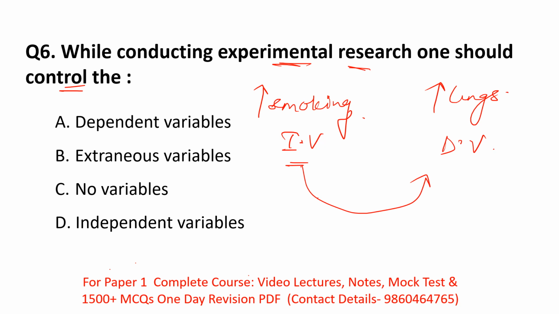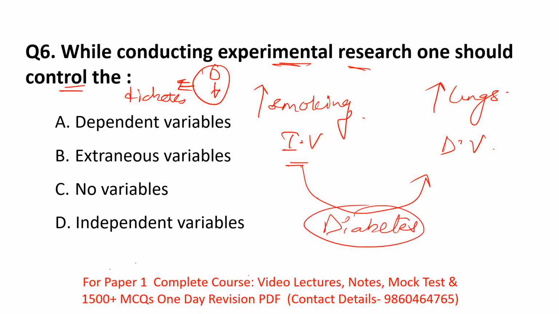In this case, some extraneous variable comes in. Suppose there is one person who also has a different disease like diabetes. If he or she is smoking daily, then diabetes also plays a role, there is some effect from that disease. So in experimental research, the researcher should always control the extraneous variable, because the researcher wants to see the smoking effect on the lungs, not on the diabetes. Remember, researchers must always control the extraneous variable. So the correct option is option B, extraneous variable, meaning extra variables which are affecting our study.